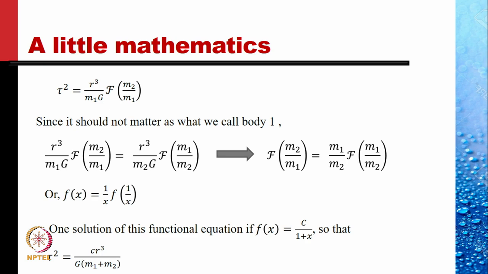And so tau square, the time period of the planetary motion, can be written as some constant times r cube divided by G times m1 plus m2. This is Kepler's third law of planetary motion, obtained without much algebra, without understanding dynamics completely, without solving complex equations, which Kepler did. So we are able to obtain solutions. This is the power of dimensional analysis.